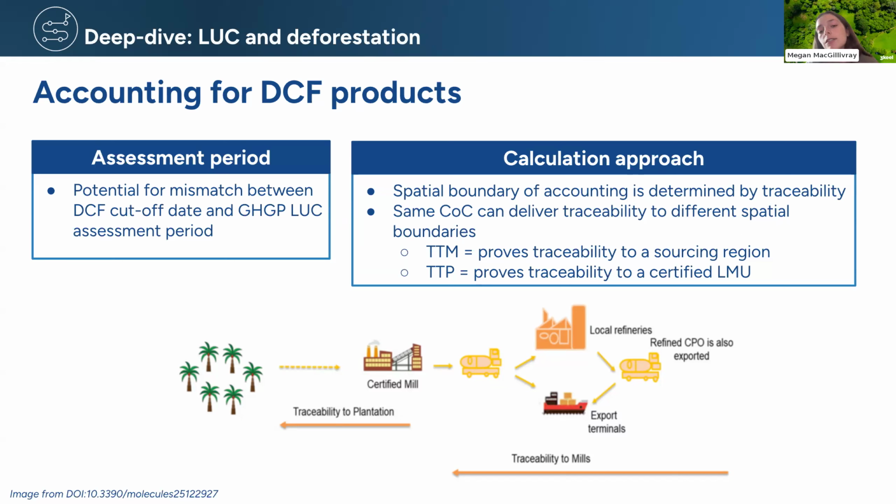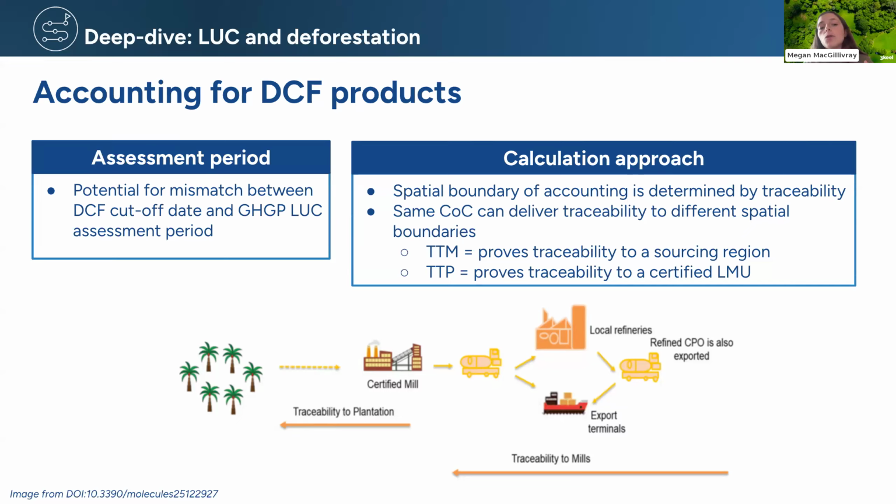But the other key thing to consider is that a specific chain of custody can be used to demonstrate traceability to different spatial boundaries. So an example of this is sourcing mass balance certified palm oil, where you could have alongside your mass balance model traceability to a mill, where you know that you're sourcing from a specific mill, but you might not have visibility of the specific plantations that are supplying into that mill. And at that level of traceability, you'd need to apply the sourcing region spatial boundary and account for land use change emissions across all of the attributable productive lands that could potentially supply into that mill.